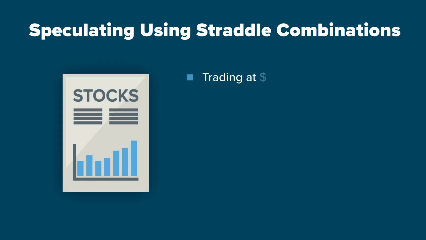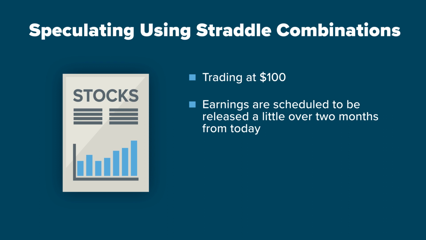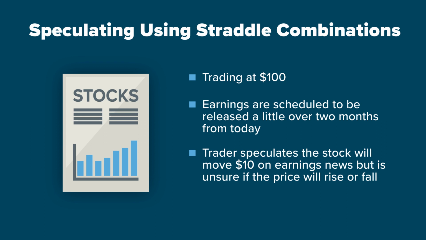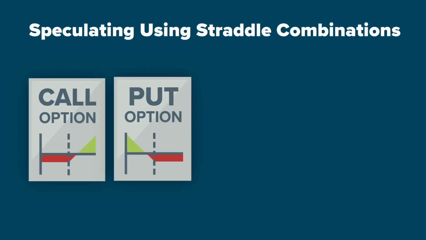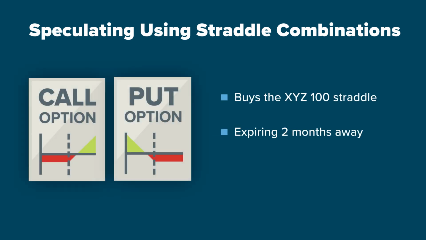XYZ stock is trading at $100 and its earnings are scheduled to be released a little over 2 months from today. The trader speculates the stock will move $10 on the earnings news but is unsure if the price will rise or fall. In this scenario, a trader may want to buy a straddle to profit from either an up or down move in XYZ stock. In this example, the investor buys the XYZ 100 straddle, expiring 2 months away, paying $4.